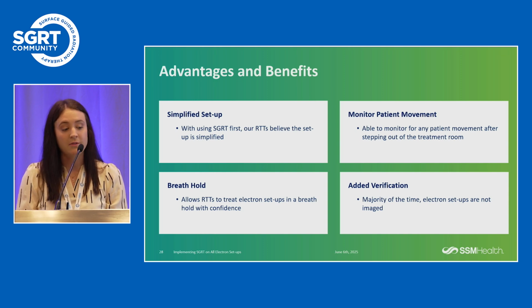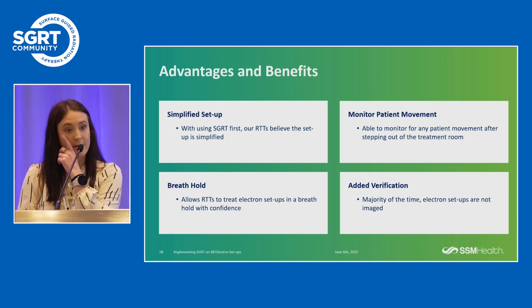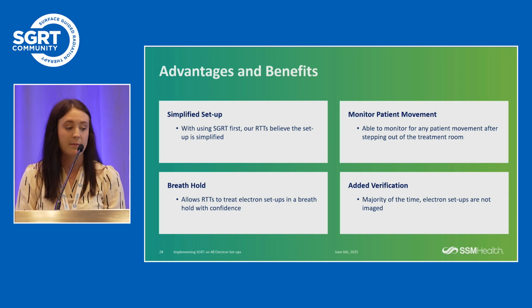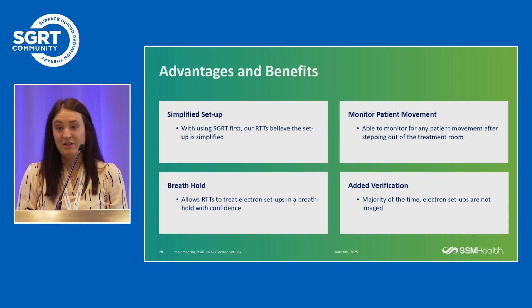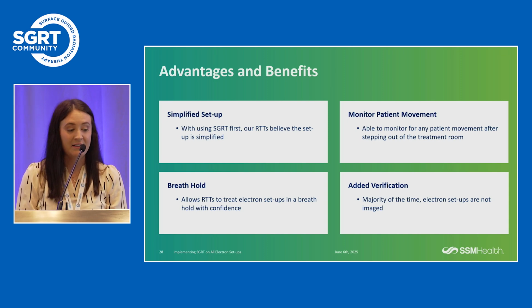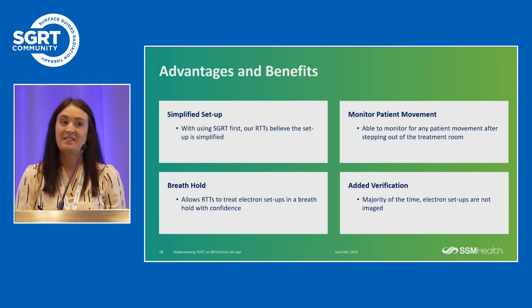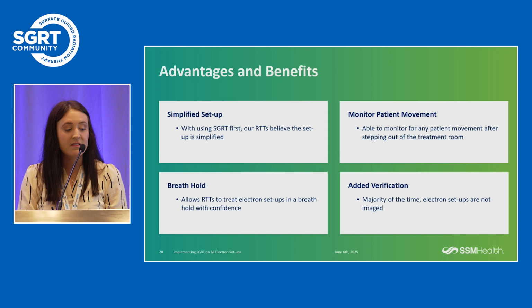Roll plays a crucial role in her setup. If we don't have the roll accurate, then we have flash on the opposite side of her face. So it really helps us get that pretty accurate. We can monitor patient movement. I don't know about you, but I feel like most of my electrons are 85 plus years old, so it's really nice to know that they don't move once we're walking outside of that room. And then we were able to implement breath hold electrons. Lastly, it added additional verification for us.